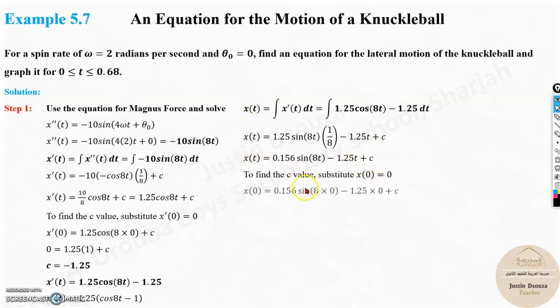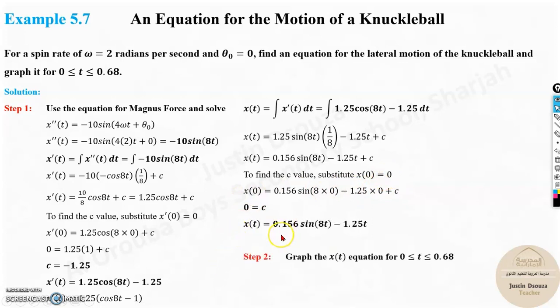Substitute 0 wherever t is there. Now since it is a sine function, everything will become 0. Sine 0 is 0, and multiplying anything with 0 is 0. Over here also, minus 0 plus c, this is also 0. Now you will get the position. Sorry, over here, this is the knuckleball equation, that is, this is for the motion.